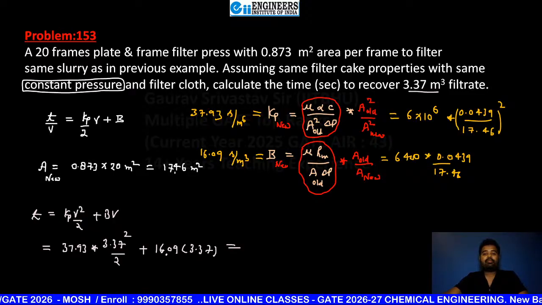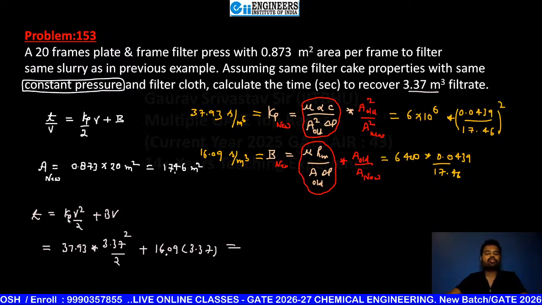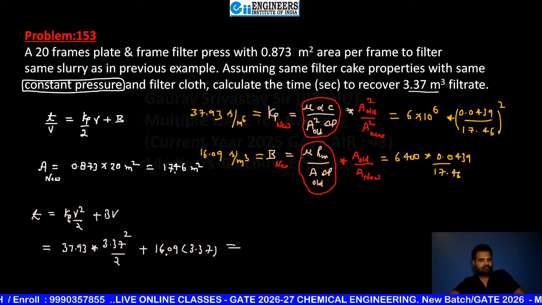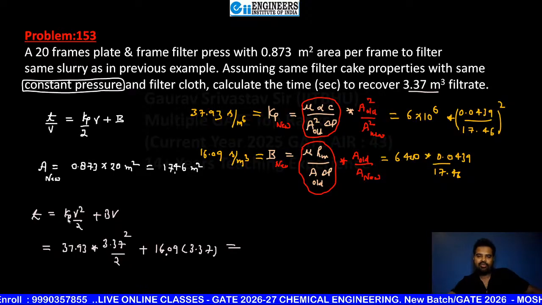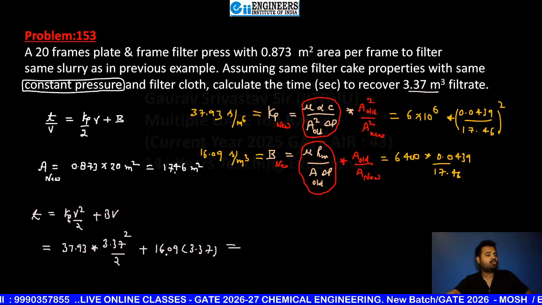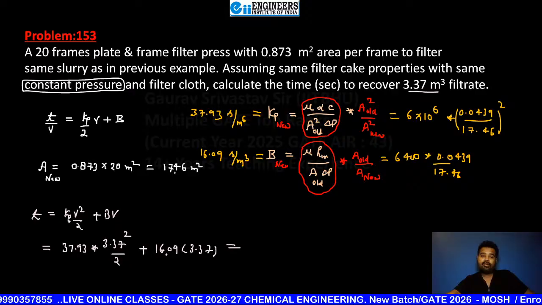Tell me the answer, everyone, please tell me the answer. Up to one decimal place, up to two decimal places, tell me, because I feel the answer will come a little bit large. That's why I told you one decimal place, but give up to two decimal places.